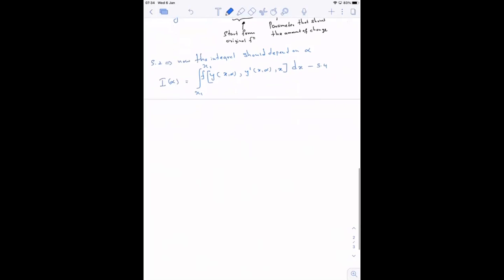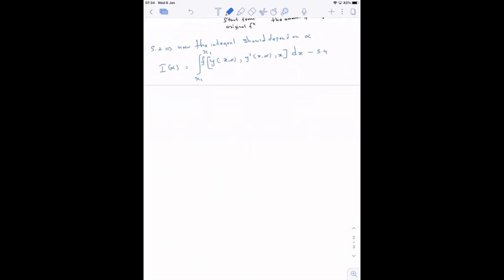Now we all know that if you need to find a stationary point for something like this, dI/dα, the derivative with respect to alpha, should be equal to 0, right? So this is the condition that we are going to use to do the calculations from here on. For stationary points, this should be equal to 0, right?